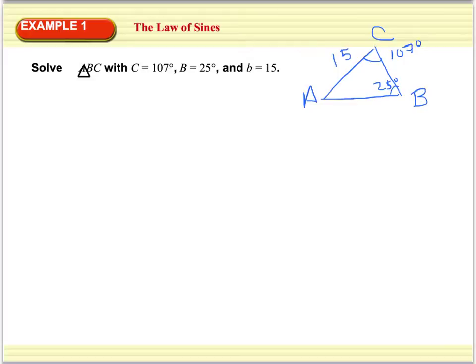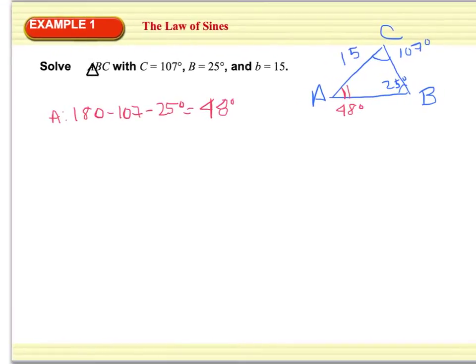Now we have two out of our three angles, so we can actually go in and solve for angle A by taking 180 and subtracting 107 and 25 degrees from that. And when we do that, we see that we have 48 degrees. So angle A is 48 degrees. Next, I see that we still have to find side length a, which is over here, and side length c.